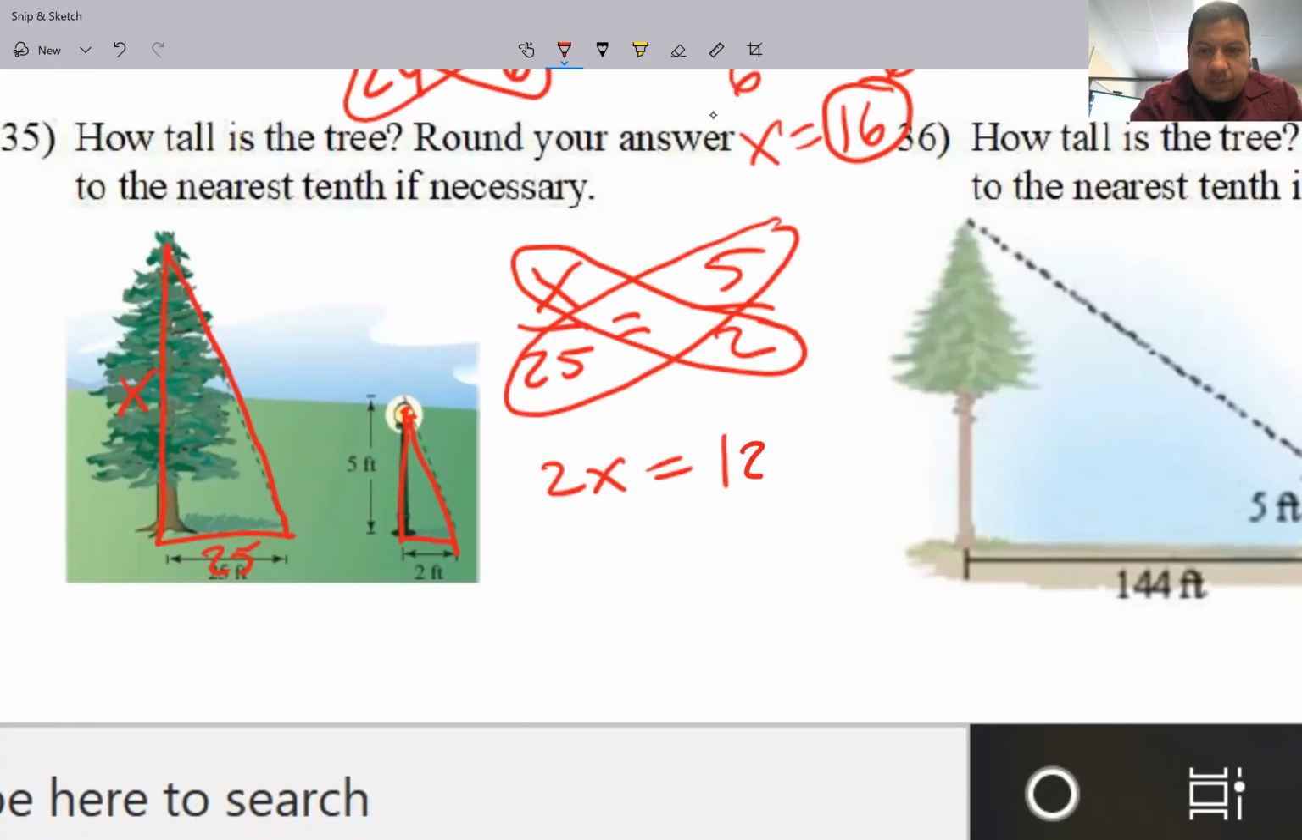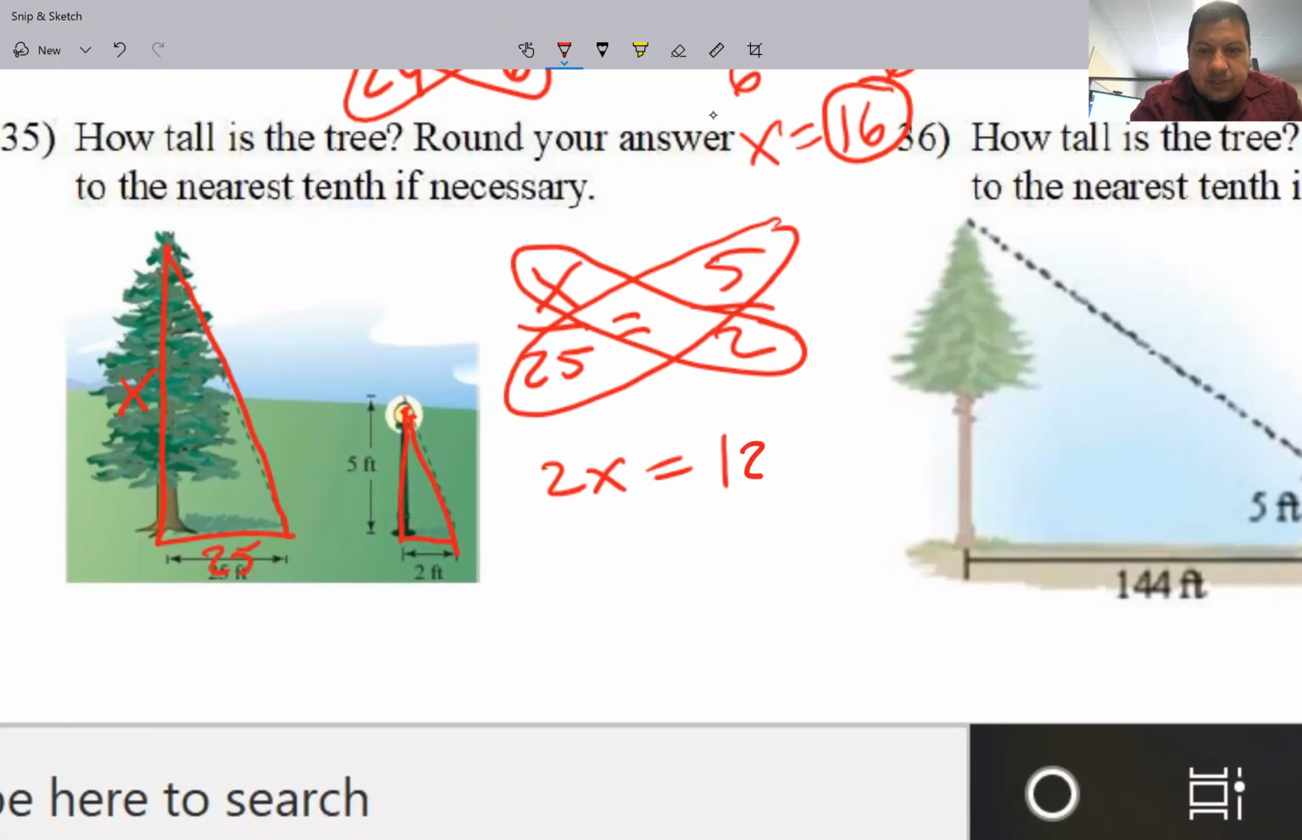Looking at number 36 here, I'm going to create a triangle. There's a person that is 5 feet tall, and has a shadow of 12 feet. I'm solving for the height of the tree. But then I see a tree, except my triangles are not measured to scale. I see the tree is X feet tall. I don't know the height.